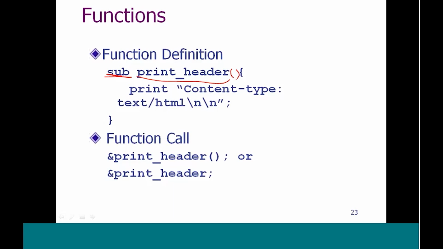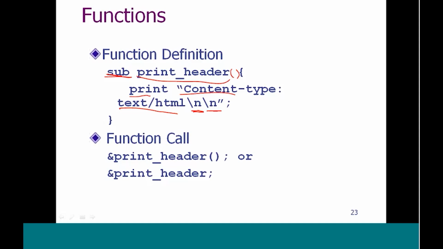We can have some arguments. Here there are no arguments. If there are arguments, we give them within the parentheses. And then we start the bracket, and then we specify what exactly is the content of this particular function. So here the content is to use print, and then say what the content type is, whether it's text or HTML, followed by the new line character, which you are familiar with now. So it prints a couple of new lines.